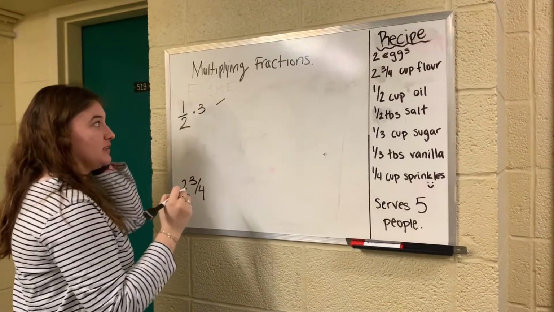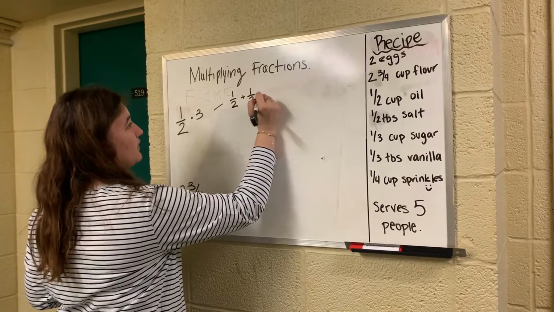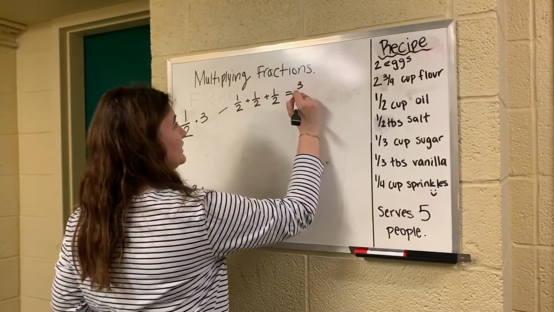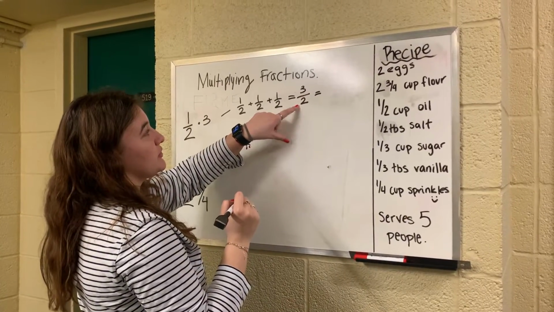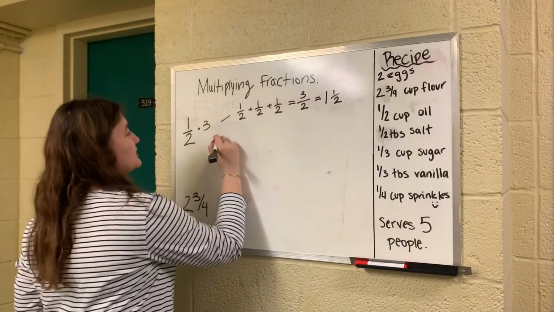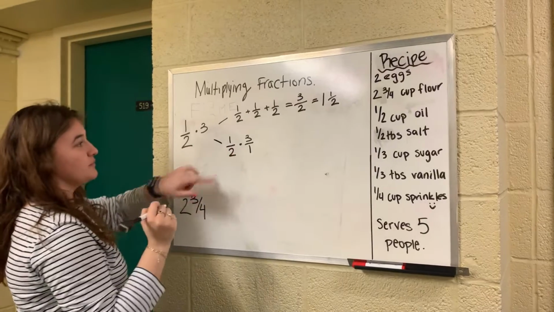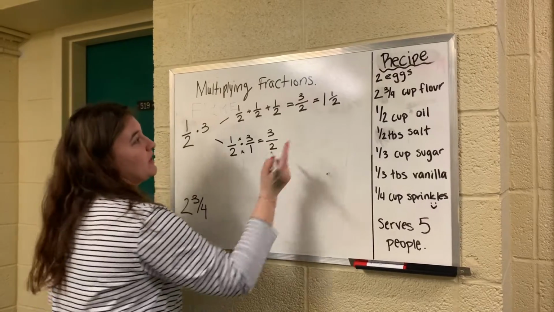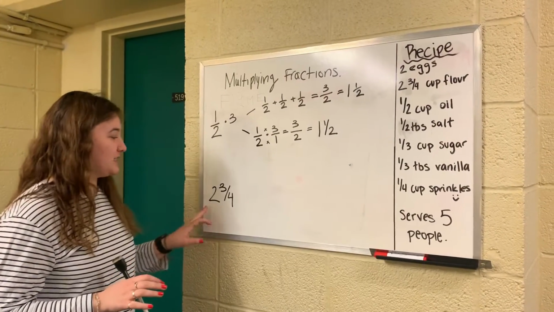Since multiplication is repeated addition, and we need to do this times 3, we can do 1/2 plus 1/2 plus 1/2, and we just add, since it's all the same denominator, to get 3/2. Then we can simplify this further: 2 goes into 3 once, and there's a half left over. The other way we can do this is 1/2 times 3/1, which is the same thing, and then you just multiply across, you get 3/2, and it's the same thing, 1 1/2.